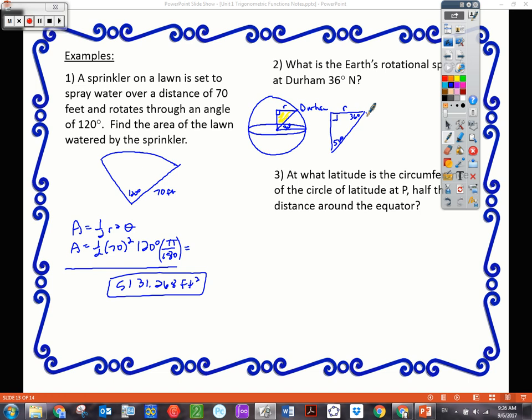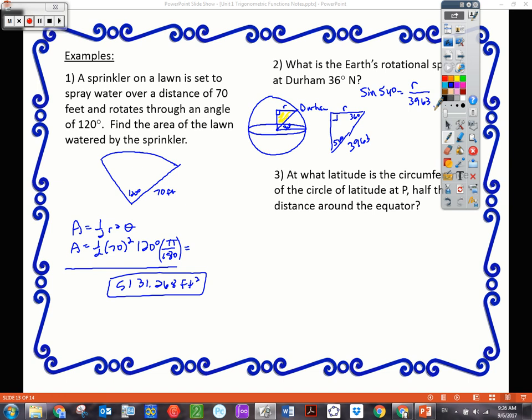The other thing that I know is the radius, this right here, that's the radius of the Earth, and we're using 3963. All right, so I have some options here. I'm going to use 54 degrees just for fun. And then r is opposite. So if I use 54 degrees, I'm going to be needing to use sine. So I would say sine of 54 degrees equals r over 3963.